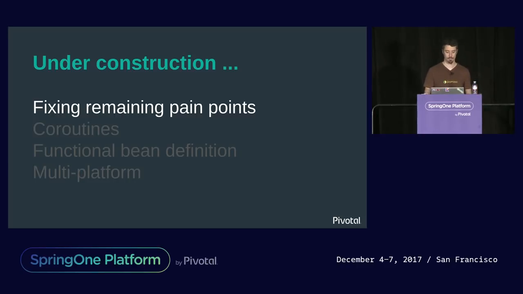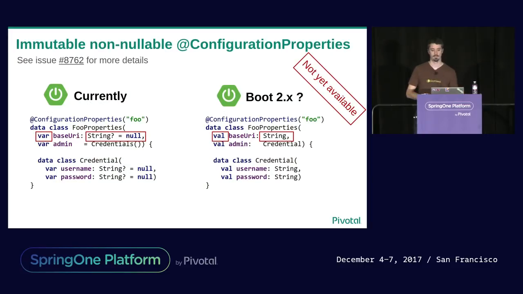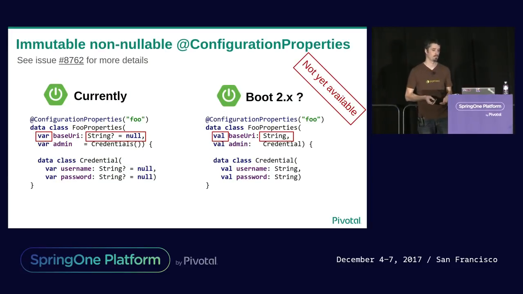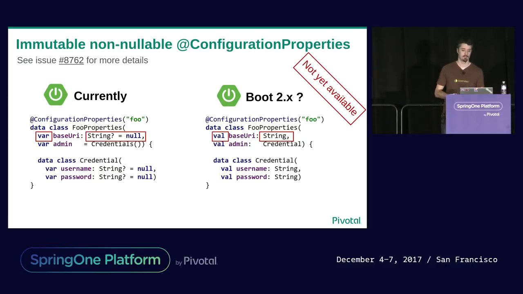Now we are going to talk about what's next, and we are going to talk about 4 points. The first one is fixing the remaining pain points, because we really need to fix that. So for configuration properties, in order to fix the current pain points, the idea would be to support immutable classes and data classes with non-nullable properties.